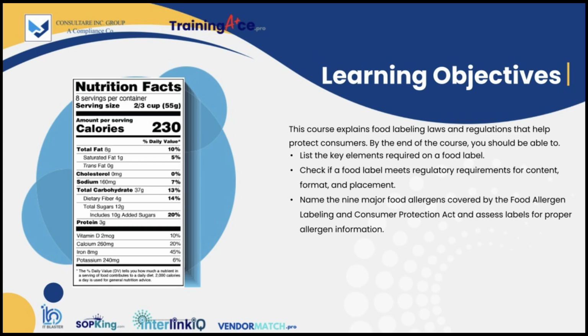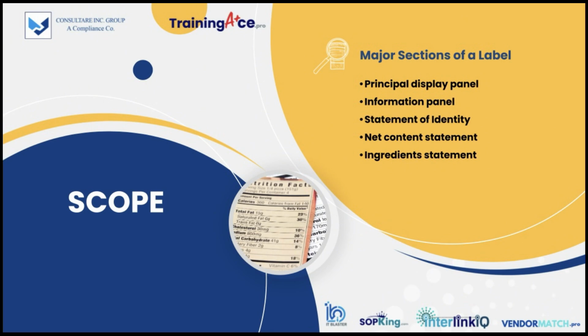This course explains food labeling laws and regulations that help protect consumers. By the end of the course, you should be able to list the key elements required on a food label, check if a food label meets regulatory requirements for content, format, and placement, and name the 9 major food allergens covered by the Food Allergen Labeling and Consumer Protection Act, and assess labels for proper allergen information.